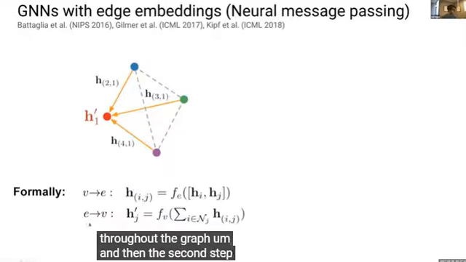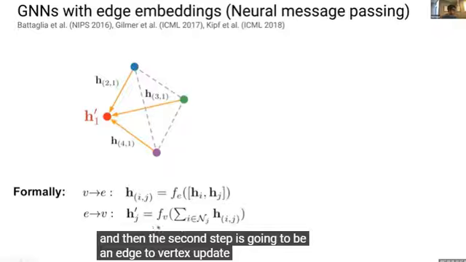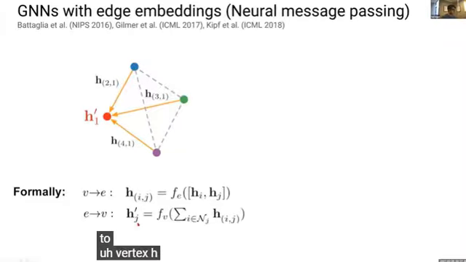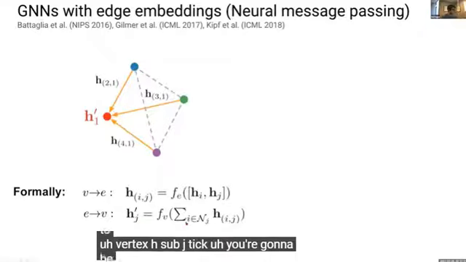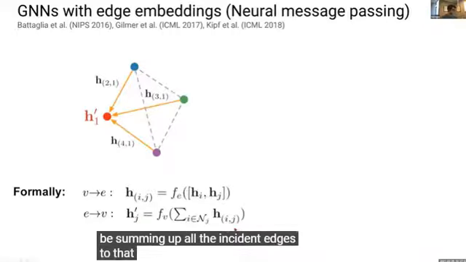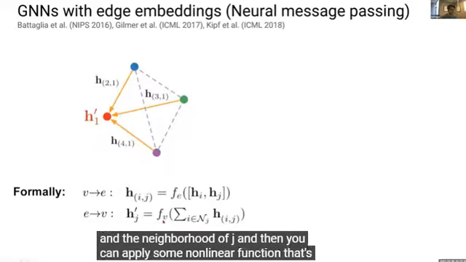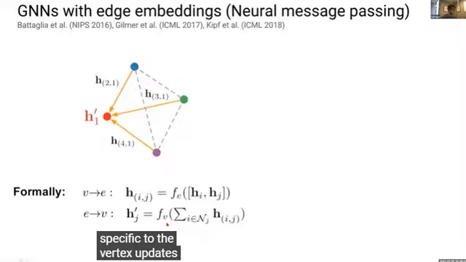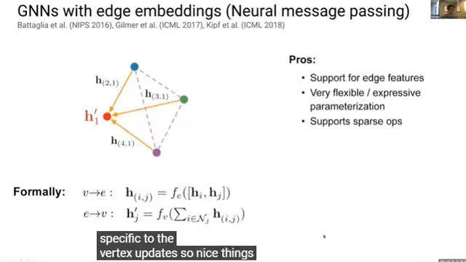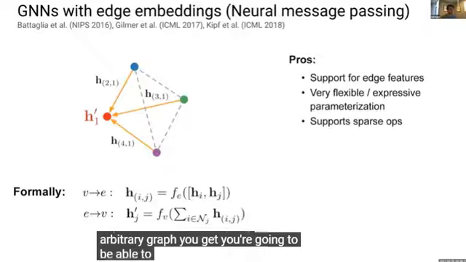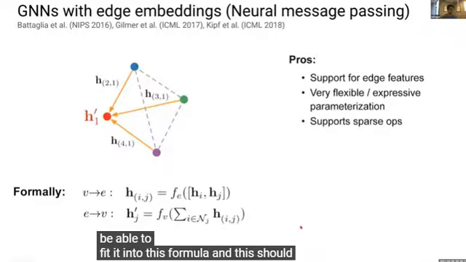And then the second step is an edge to vertex update. So for this new update to vertex h sub j tick, you're going to be summing up all the incident edges to that node, so all of the nodes i in the neighborhood of j, and then you're going to apply some nonlinear function that's specific to the vertex updates. So, nice things we see with this: again, we support edge features. It's super flexible. Literally any arbitrary graph you get, you're going to be able to fit it into this formula, and this should work for that.